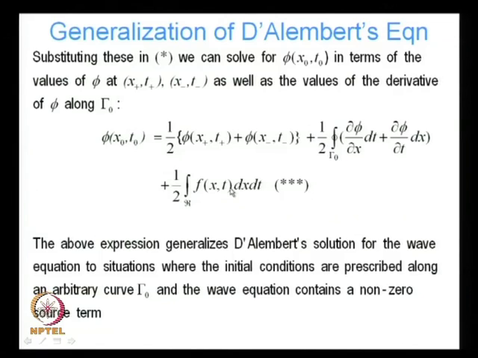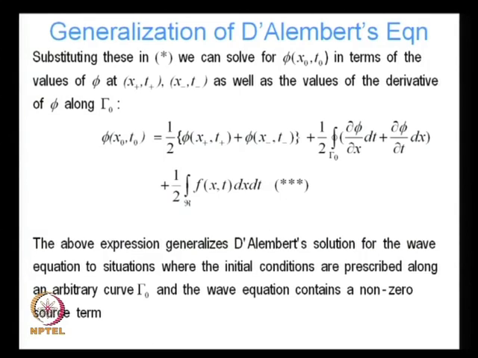So, you can see that this expression actually generalizes the D'Alembert solution for the wave equation to situations where the initial conditions are not prescribed along the t is equal to 0 line, and are prescribed along any arbitrary curve gamma 0. That is the one modification, and the second modification is that I have a non-zero source term. I have this additional term, another function f of x t, which is like a source term.